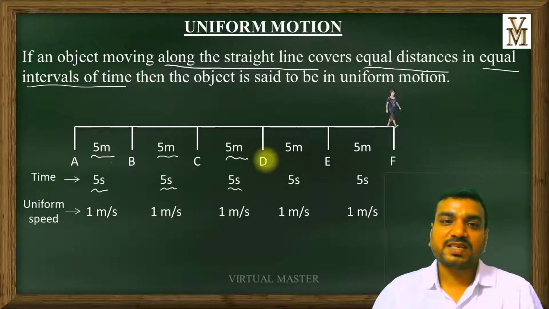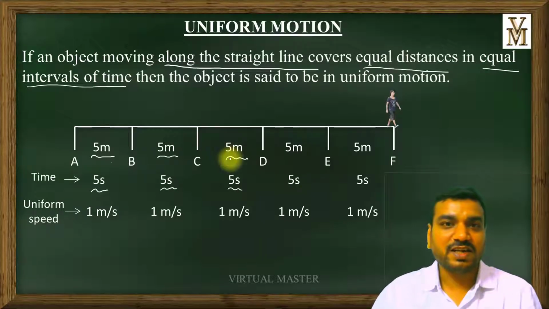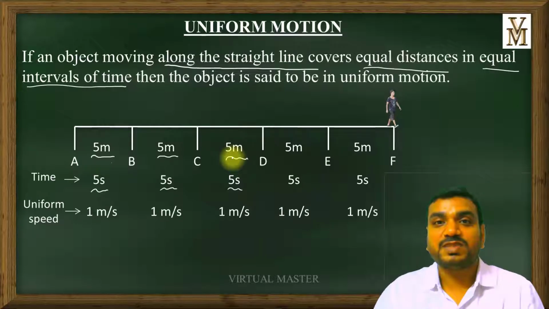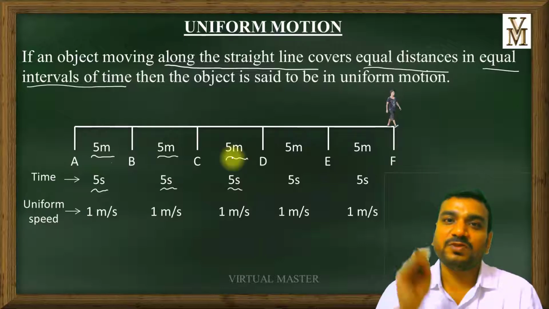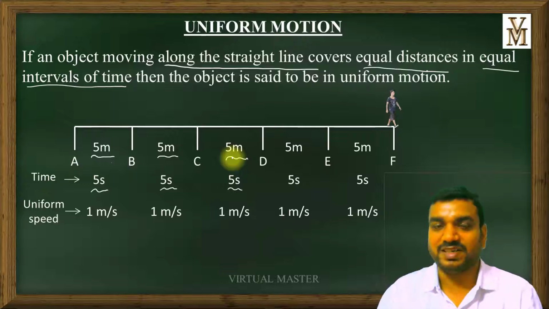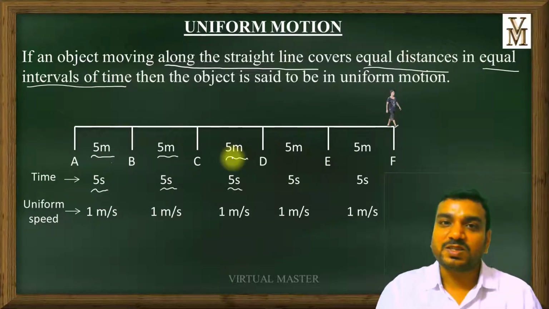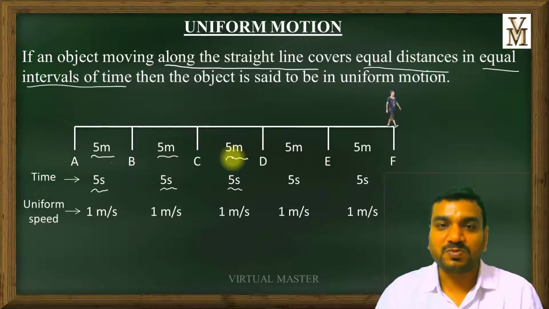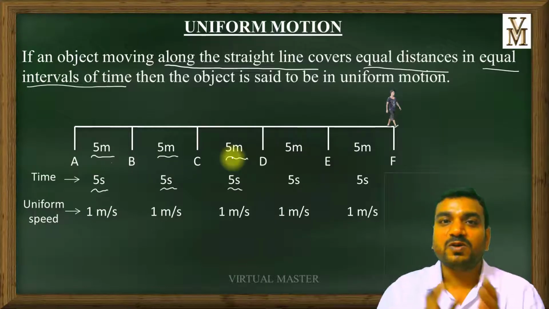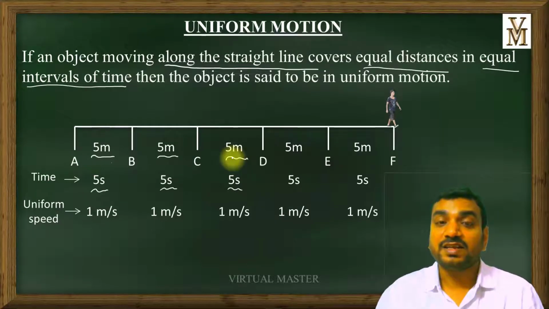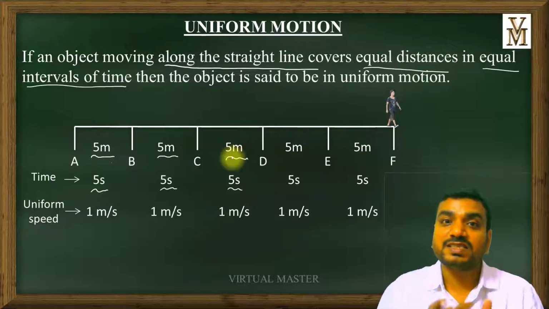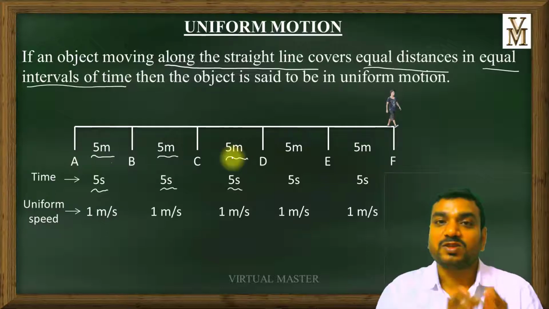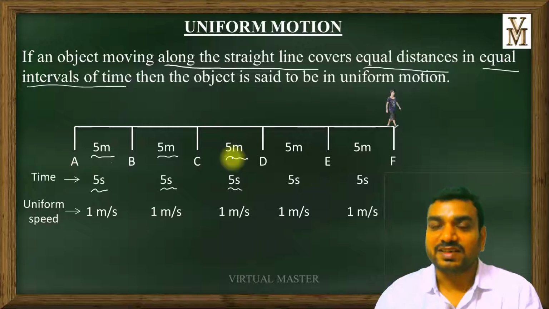Suppose the object is covering equal distances in equal intervals of time, then the speed of the object is said to be uniform speed. The speed of an object in uniform motion is called uniform speed. Similarly, the velocity of an object in uniform motion is called uniform velocity, provided that the object does not change its direction.